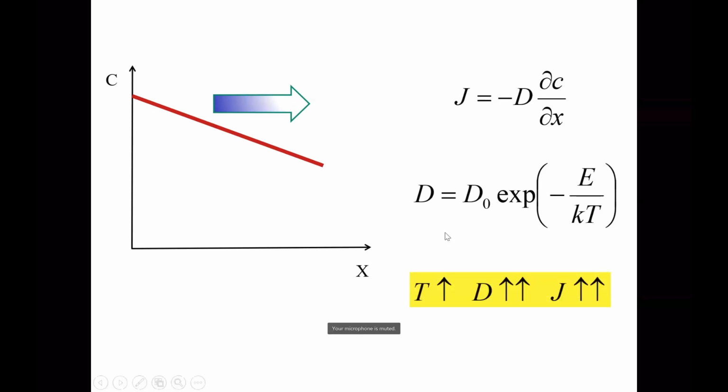Now have a look. What can happen if the temperature increases? If we increase the temperature, the negative exponent decreases in magnitude, so the exponent increases. In fact, the diffusion coefficient increases very strongly, exponentially, because this is the exponent. As a result, the flow also increases very strongly, exponentially. Is this clear?